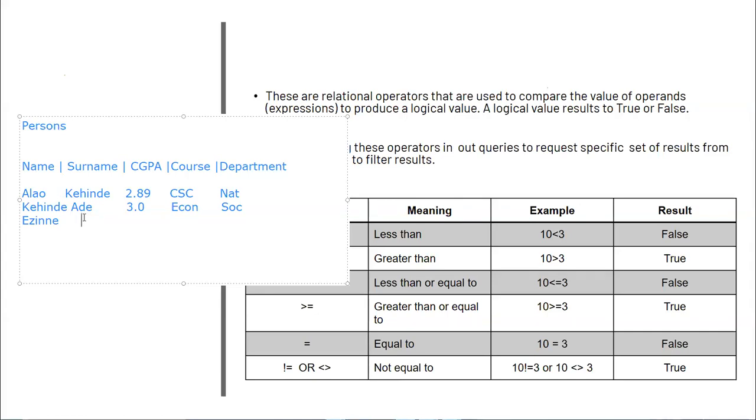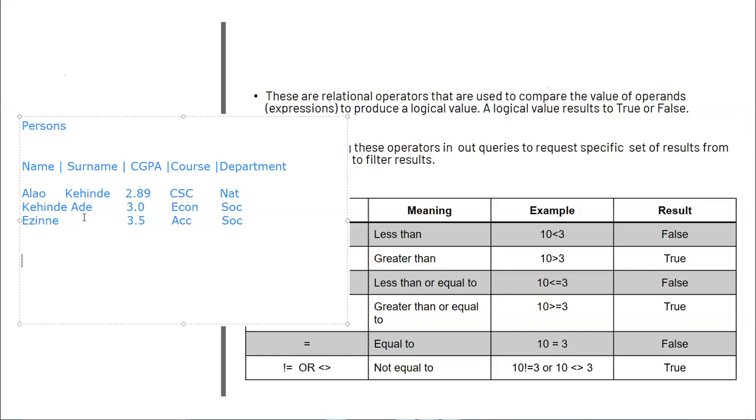Okay. So Izine is a brilliant person. Her CGPA is 3.5. She is studying maybe accounting, and she's in maybe banking and finance. I don't know the name they call it. Let's say social sciences. Okay, so now from this we can ask a lot of questions, and we can use all these operators.